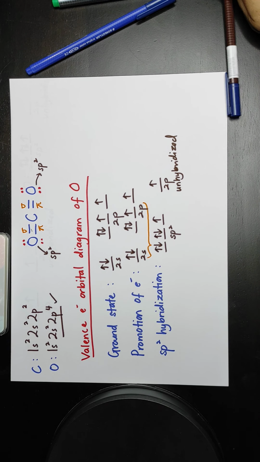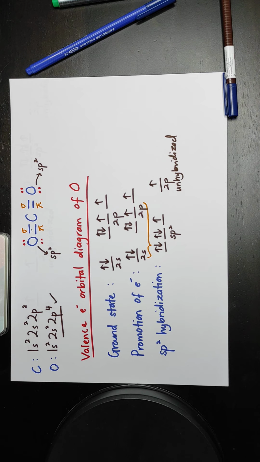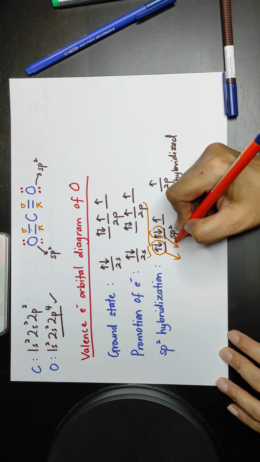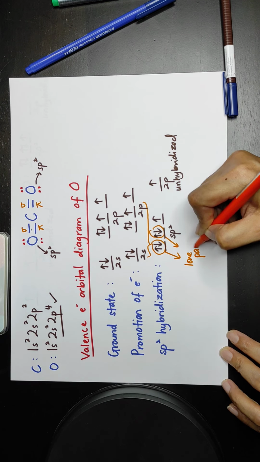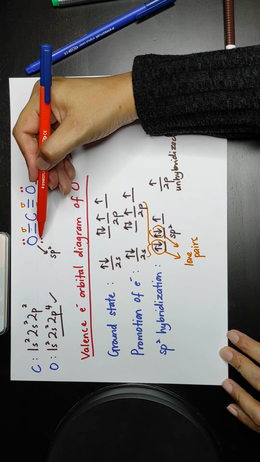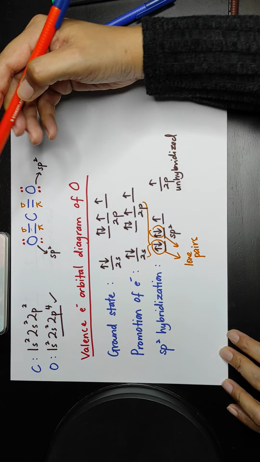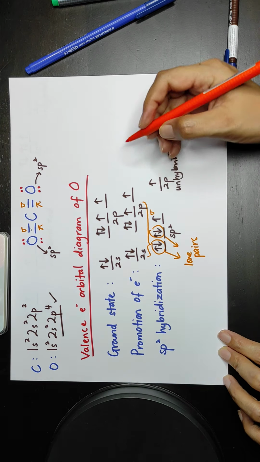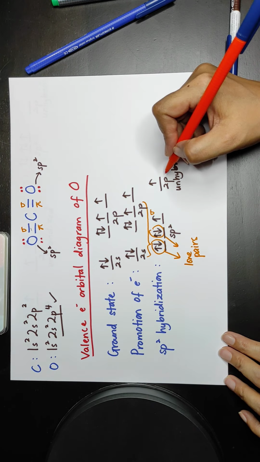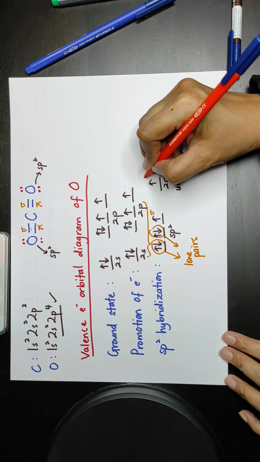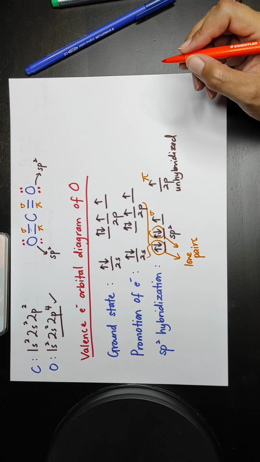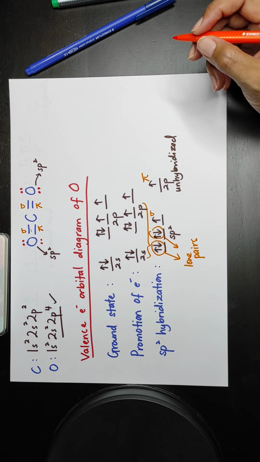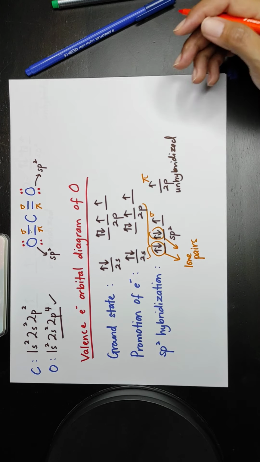Okay, and from the orbital diagram, the sp2 hybrid orbitals represent the lone pairs on the oxygen atom, this lone pair and also this lone pair, and this electron will be used to form the sigma bond, and the electron which occupies the 2p unhybridized orbital will be used to form the pi bond with the carbon atom. Okay, so now let's draw and show the overlapping.